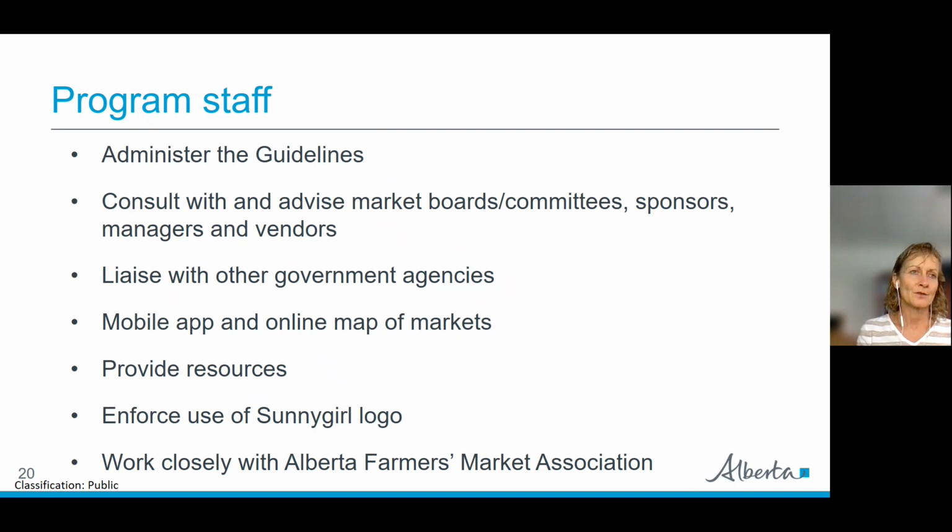We provide resources for the markets, whether it is market manager training or the information you find on the website. Whenever I feel that there is a need, that there's a gap in things that you need to know, I'm here to create those resources for you and get them out to you to make your lives easier.